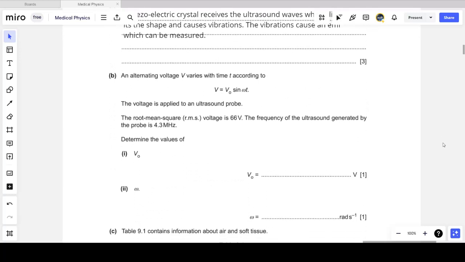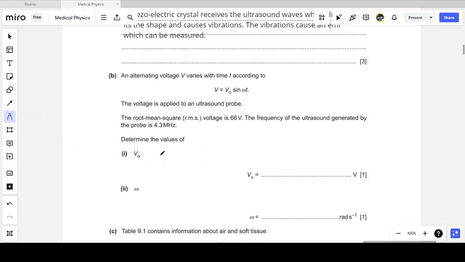Now, we are told that an alternating voltage V varies with time according to V equals V naught sine omega t. The voltage is applied to an ultrasound probe, where the RMS, or root mean square, voltage is 66 volts. The frequency of the ultrasound generated by the probe is 4.3 megahertz, and we are asked to determine the values of V naught firstly.